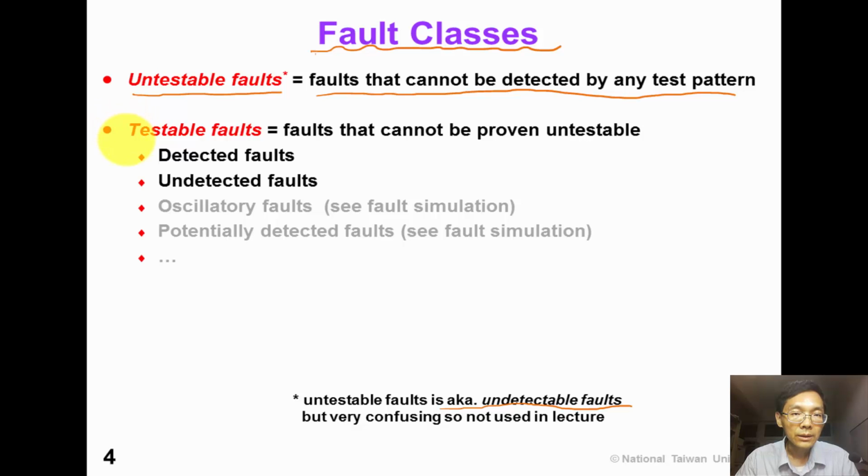And the second class of faults are called testable faults. Testable faults are faults that cannot be proven untestable. In this class, we can further divide the faults into detected faults, undetected faults, and some other faults such as oscillatory faults or potentially detected faults. The last two categories will be discussed further in the fault simulation lecture.